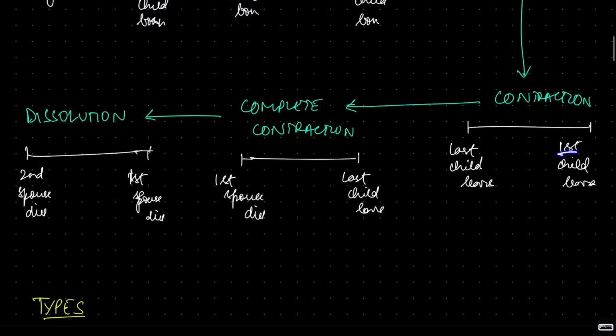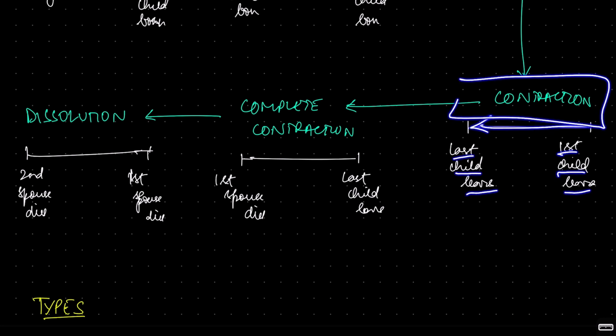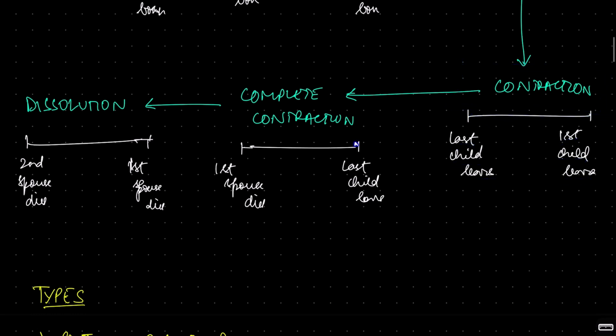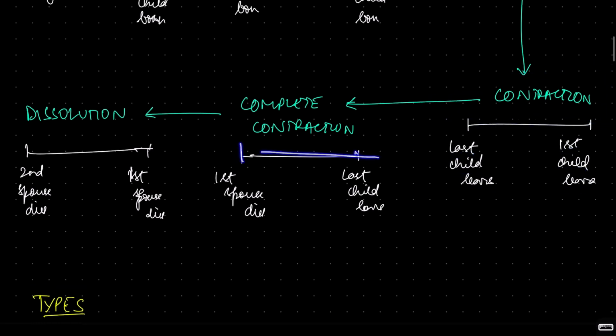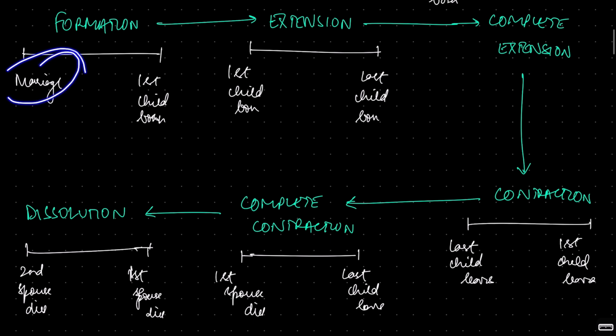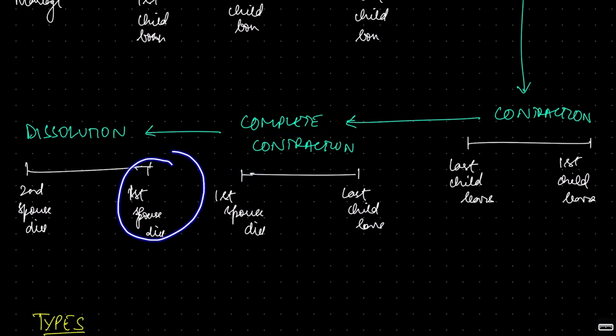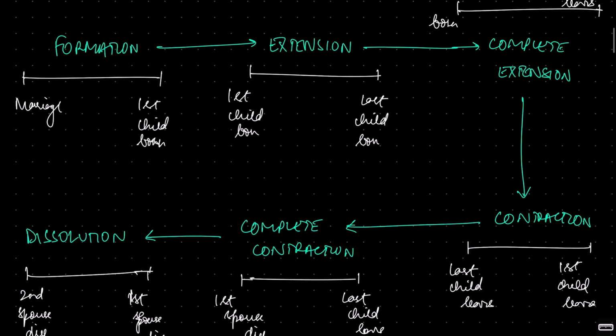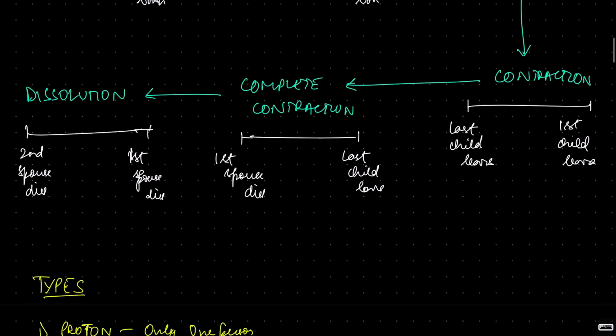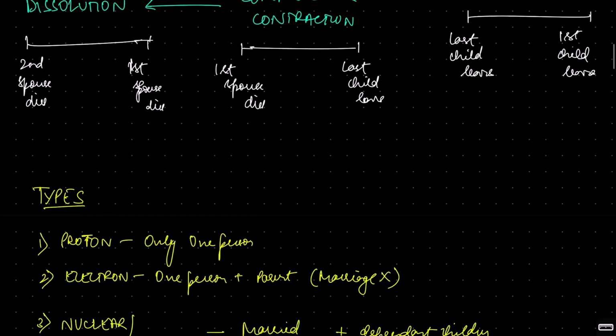From the first child leaving the house till the last child leaves the house is contraction. From the last child leaving the house till the first spouse death. Marriage is between two people, right? So one person dies, till then it is complete contraction. From the first spouse death to the second spouse death, the sole survivor, till that person dies, then the family is said to be dissolved, or dissolution. So formation, extension, complete contraction, and dissolution. Okay.